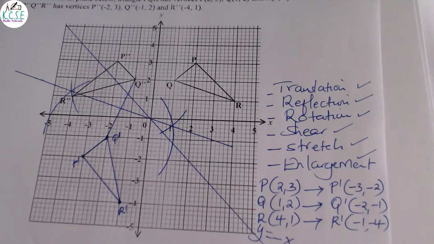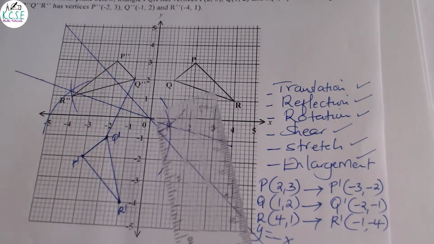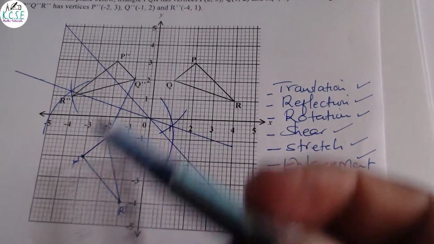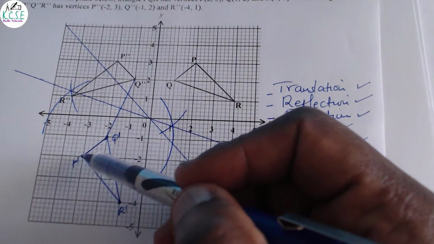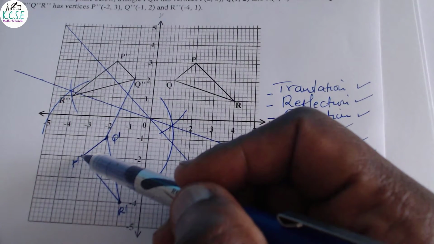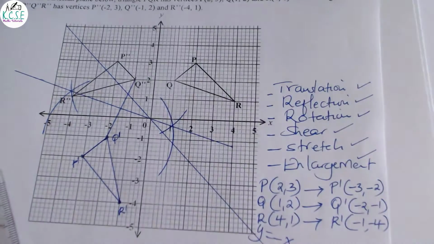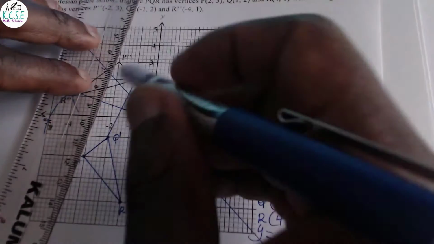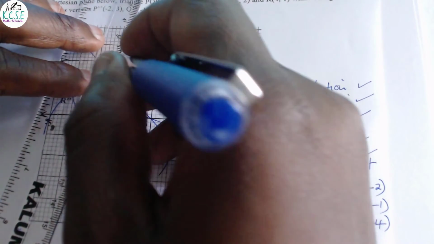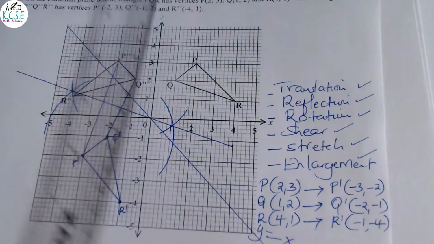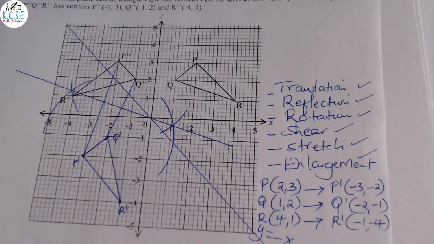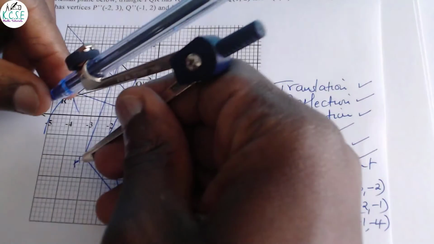The next thing, join any other object point and its image point. This time around, I will join P prime and P double prime. Join that using a straight line, like that. Then again, construct the perpendicular bisector of that line.